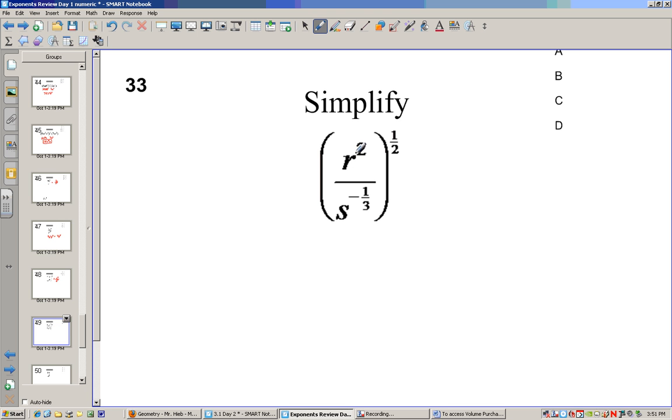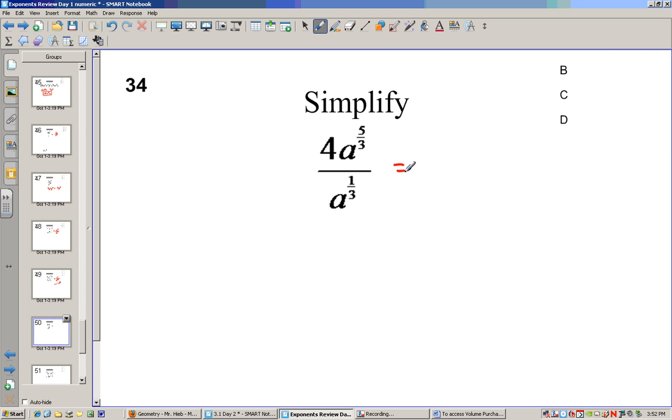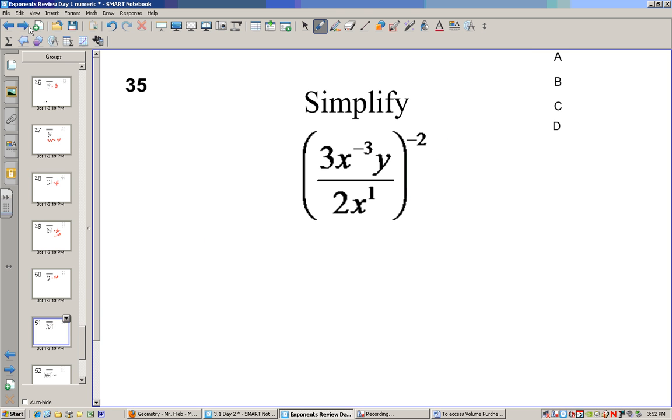Now here we have r squared to the half power. So if I multiply that, that would be just r to the 1st power. And now if I look at the denominator, this would be s to the negative 1/6. So if I bring it up here, it would be r times s to the 1/6 in the numerator. And s to the 1/6 is the 6th root of s, so it doesn't really matter which way you write it. Here we have fractions up and down, so the 4 stays in place. This would be 5/3 minus 1/3, so that would be 4/3 as my exponent.